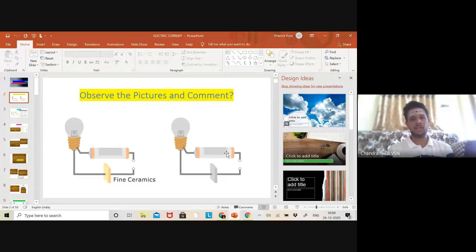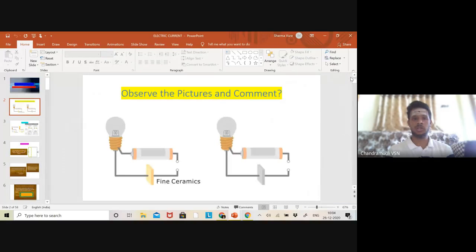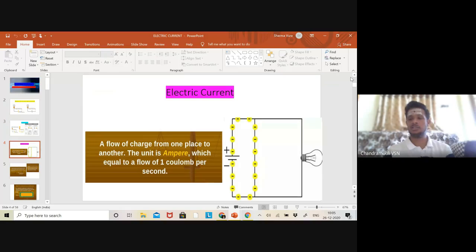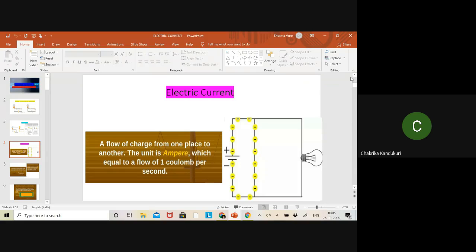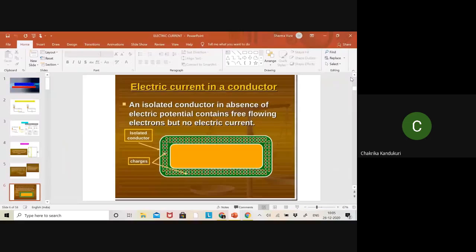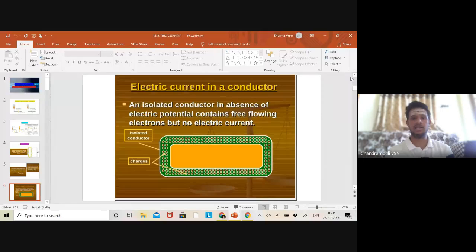What is meant by electric current, which are good conductors and which are not? We also studied that ceramics can block the flow of electricity, and a few things will allow it. And this kind of example is for what? Short circuit. Am I right? Yes, sir. And what is the formula of electric current? I is equal to Q by T, where Q is charge and T is time. And this is how a conductor can conduct electricity.